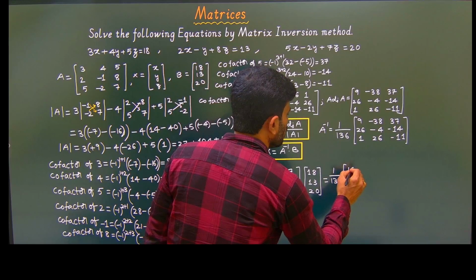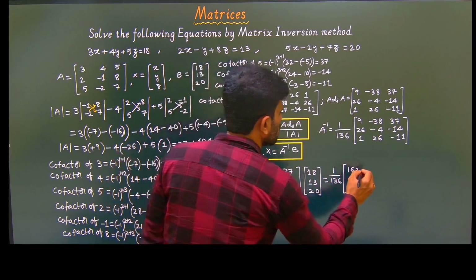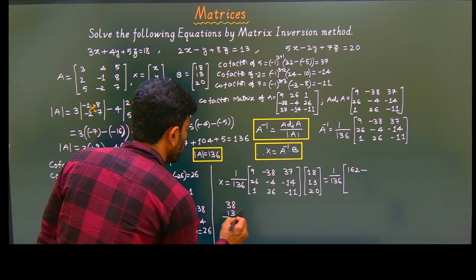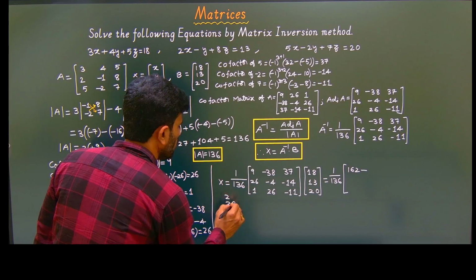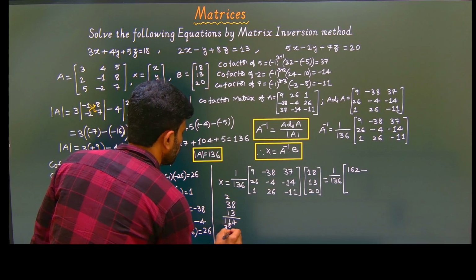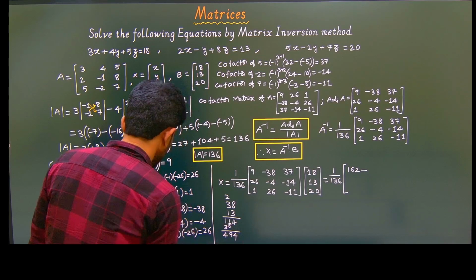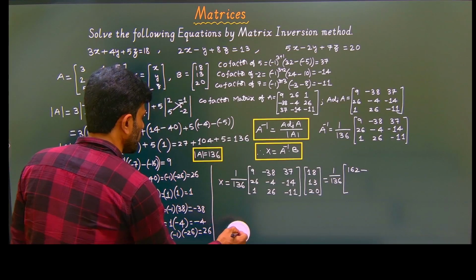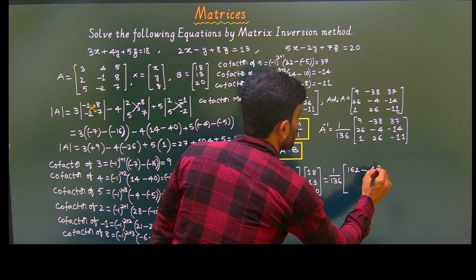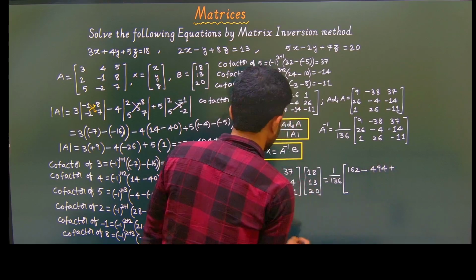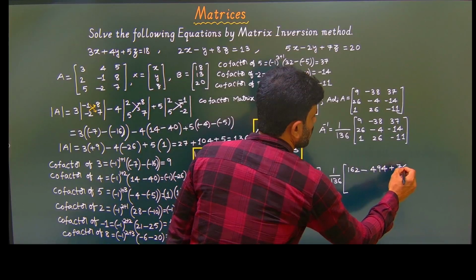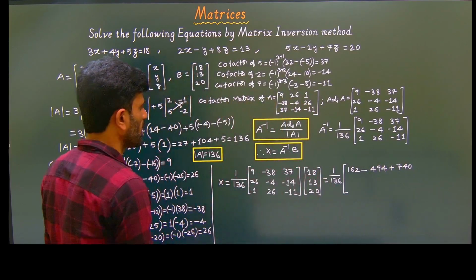Now 9 into 18: 9 18s are 162. Minus, you have to multiply 38 and 13. If you multiply 38 and 13, 3 8s are 24, 2, 2 3, 3 6, so we get 494. What is the result here? 38 into 13 is minus 494. Plus into plus is plus, 37 2s are 74, so it is 740. Okay, this is the result of the first element.